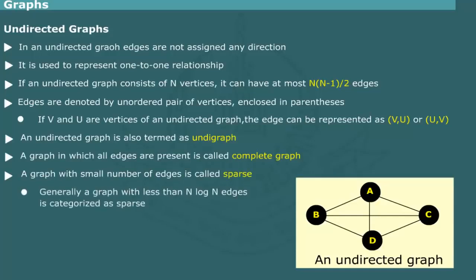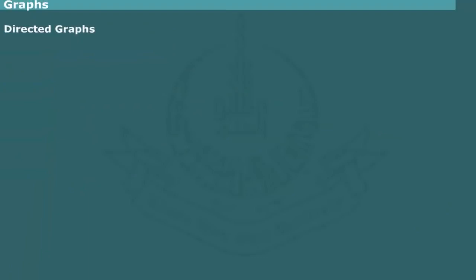Generally, a graph with less than n log n edges, where n is the number of vertices, is categorized as sparse.